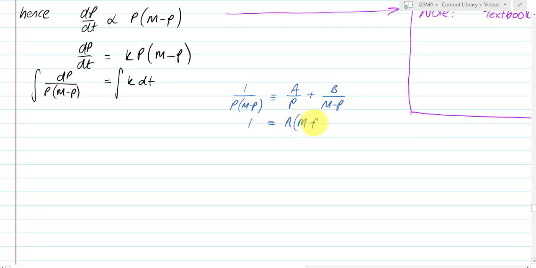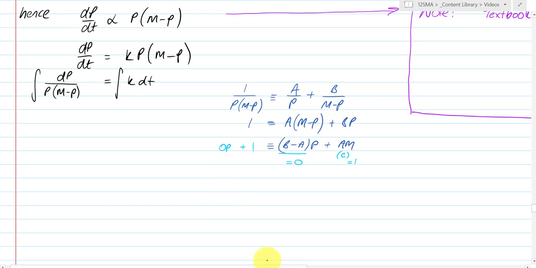A(m minus p) plus bp, and when I rearrange that, I get (b minus a)p and then plus am, or ma. I'll do it alphabetically, am. So that's my expansion and rearrangement. So this is the constant value here, and this is my coefficient of p. So that means that this must be equal to 0 because there's 0p over here, and this must be equal to 1 because there's 1 there.